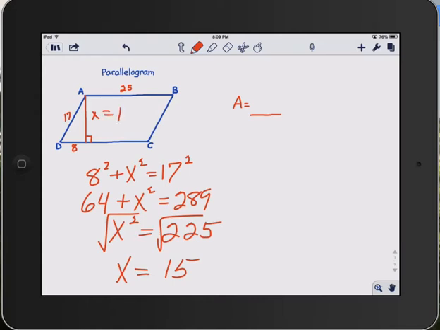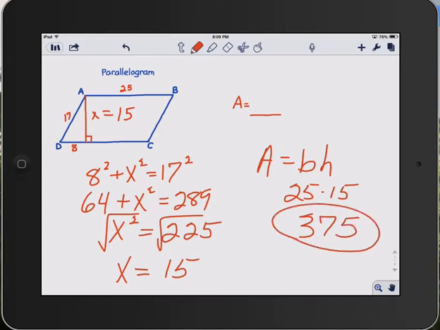You still have to find the area. So now the area equals the base times the height. The base is 25, the height is 15, 25 times 15, the area, the answer to the question, 375. Next question.